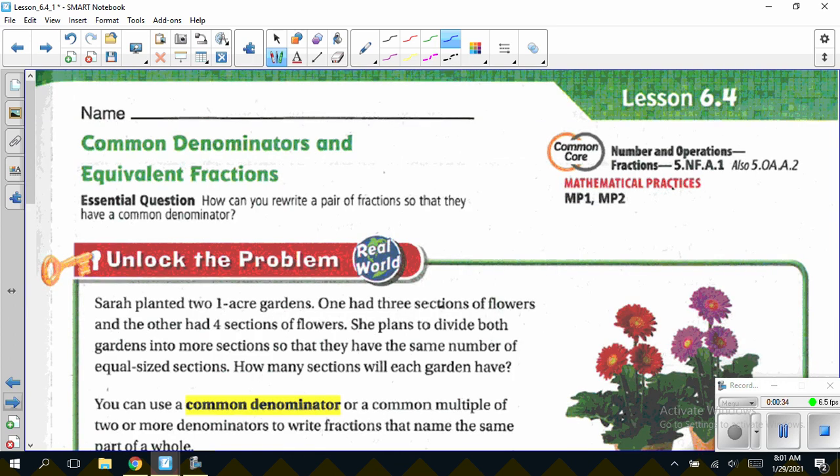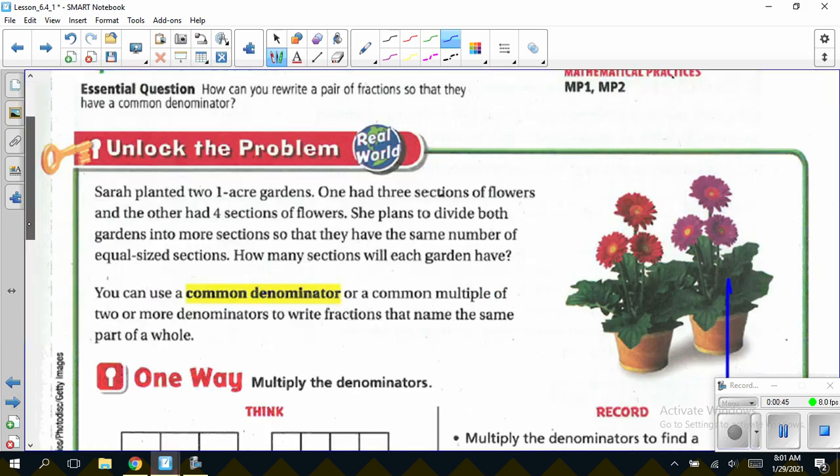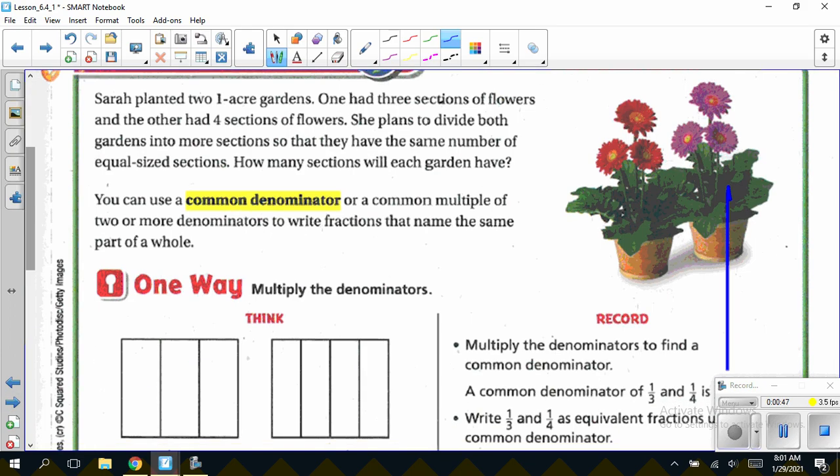So our essential question on page 369 is, how can you rewrite a pair of fractions so that they have a common denominator? Under Unlock the Problem, it says, Sarah planted 2 one-acre gardens. One had 3 sections of flowers and the other had 4 sections of flowers. She plans to divide both gardens into more sections so that they have the same number of equal-sized sections. How many sections will each garden have?